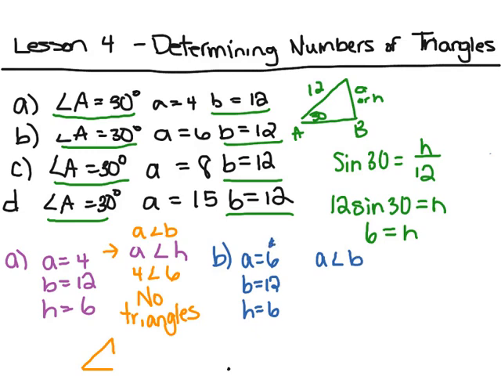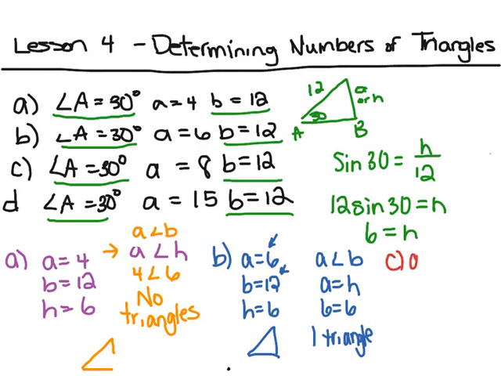For part B, we know that our A is 6, our B is 12, and our H is 6. So A is less than B. This side is less than this side. So we have to go on to H. And we know that A is equal to H, 6 is equal to 6. So there's one possible triangle, and the triangle that we would have is a perfect right triangle.